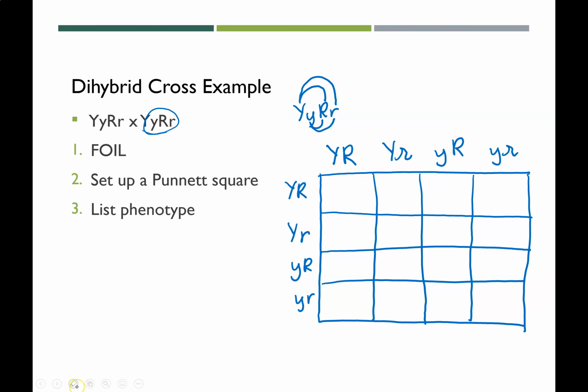Let's go through this Punnett square. So we are going to make our combos. And when you do this, please write your Y alleles together and your R alleles together. This will be easier for interpreting it in a little bit. So I'm just going to go down. It's sort of like filling out a multiplication table. We're just going to combine our alleles. We're going to write the dominant allele first, just by convention.